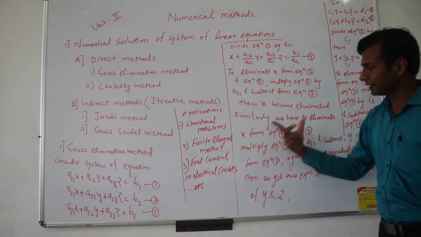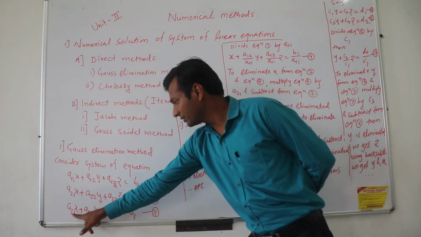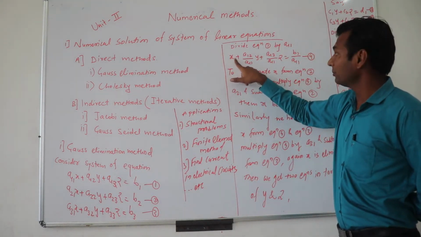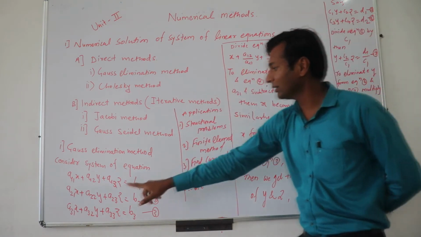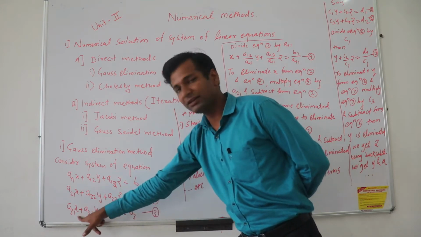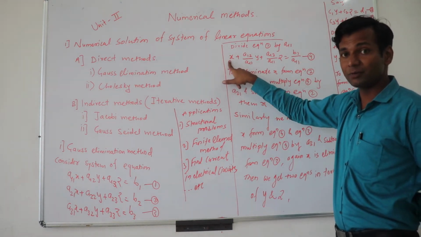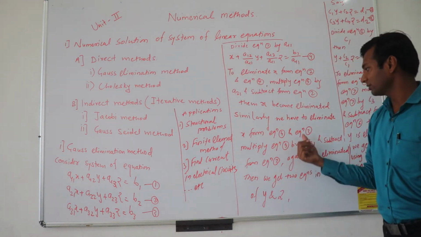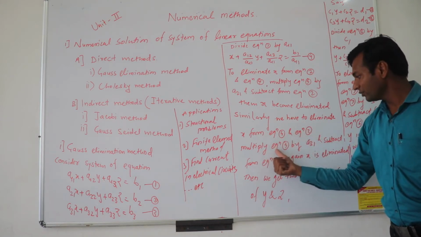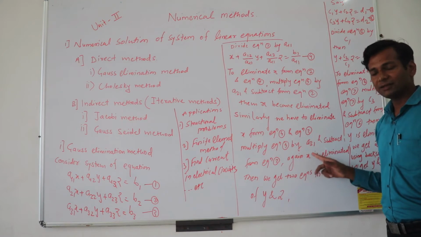Similarly, for equation number 3, we again have to eliminate x. The coefficient of x here is a31 and in equation 4 it is 1. After multiplying equation 4 by a31, the coefficient of x in equation 4 is again a31. Then the same procedure: multiply equation 4 by a31 and subtract from equation 3. Again x is eliminated.